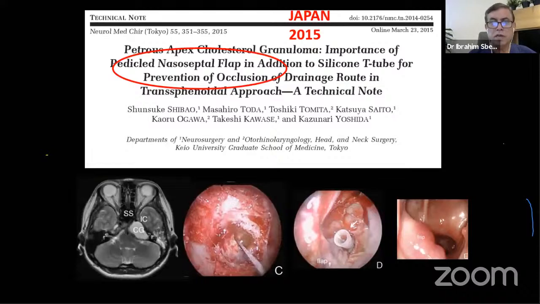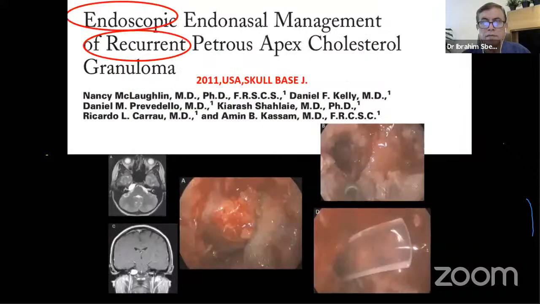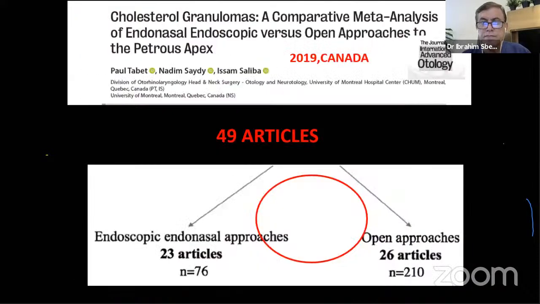As I said, you use the particular nasal septal flap known internationally as the Haddad flap. Haddad is from South America, a surgeon who discovered this nasal septal flap. So it's named after him, the Haddad nasal septal flap. Same here.